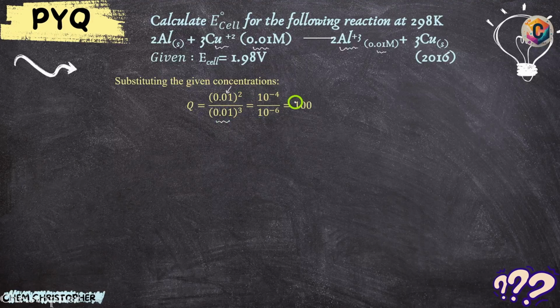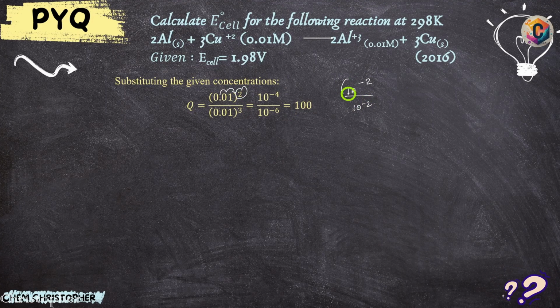So how can I simplify this? Very simple. Write it in 10 powers. I have the decimal place here. I have to move the decimal place towards the right side. I'm moving 2 places, so 10 power minus 2. Don't forget to write the powers. Here I have power 2. Here I have power 3.